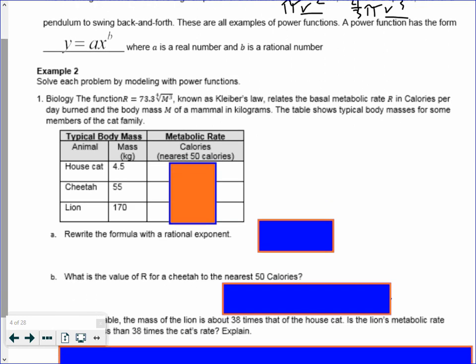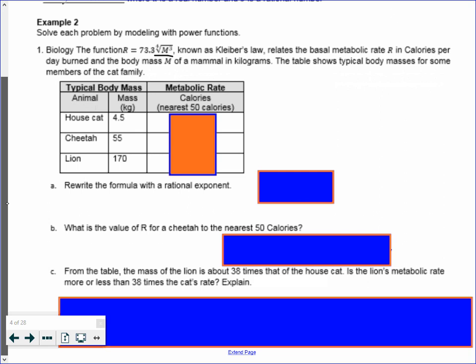So example 2, we have this biology problem, and we're told the function R equals 73.3 times the fourth root of m cubed, and that fourth root of m cubed is what turns this function into a power function. That function is known as Kleiber's law, and it relates the basal metabolic rate R in calories per day burned and the body mass M of a mammal in kilograms. This table below shows the typical body masses for some members of the cat family. We're going to fill out this table, and then answer letters A, B, and C.